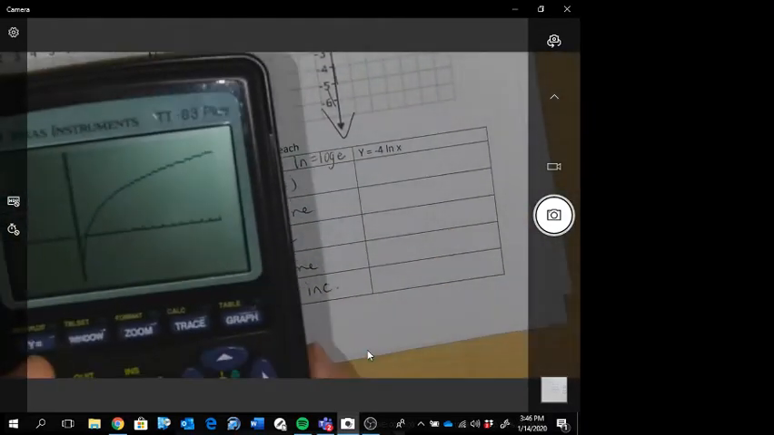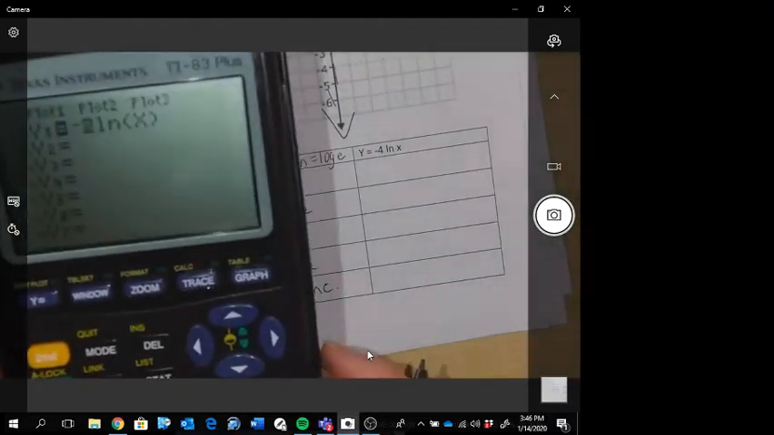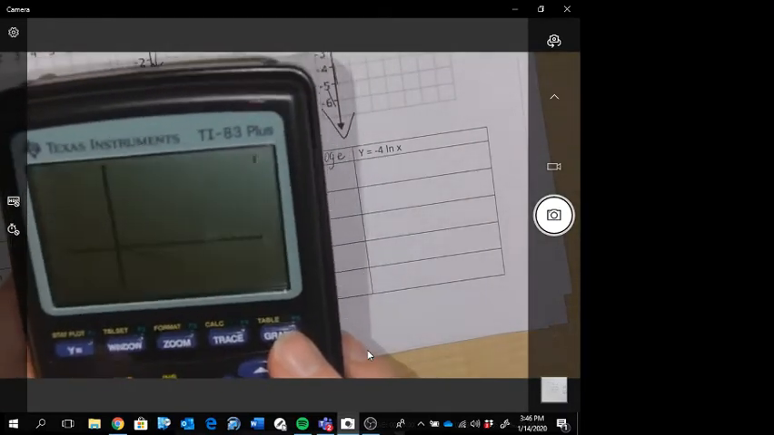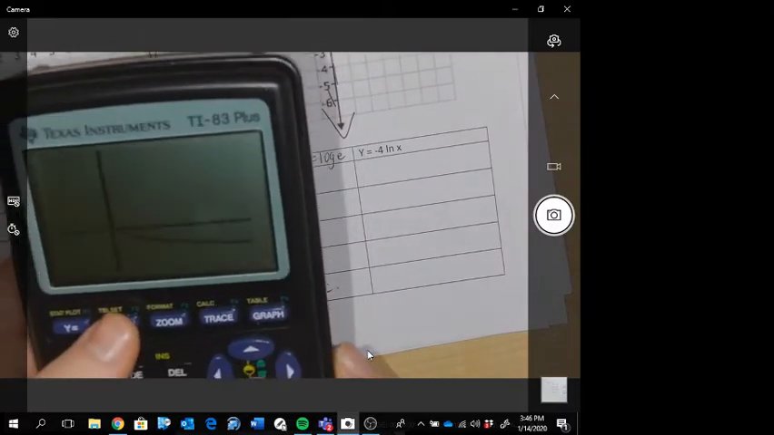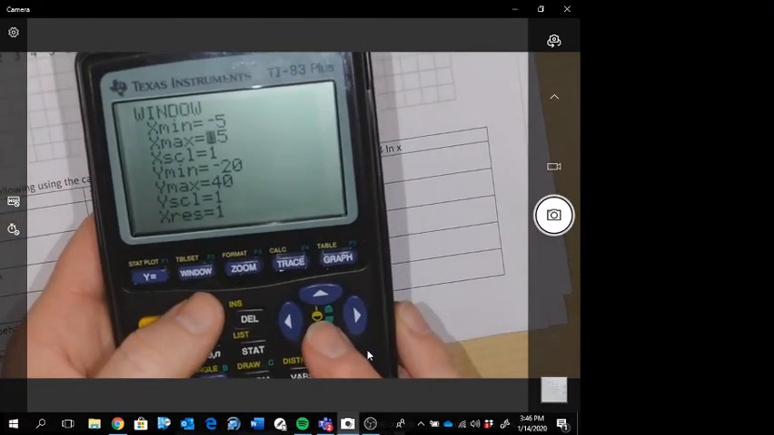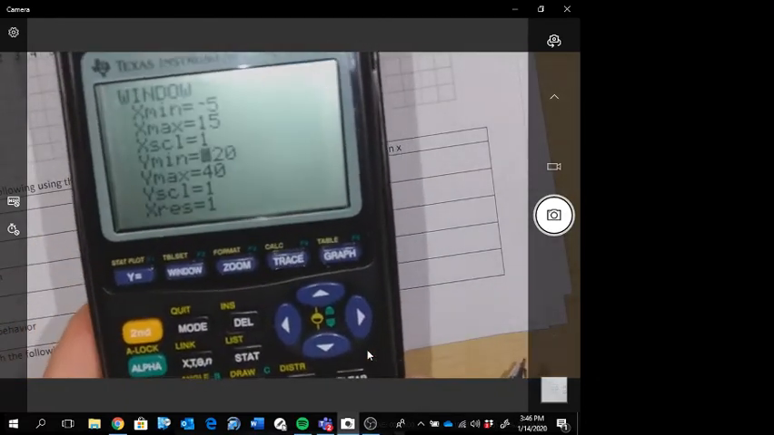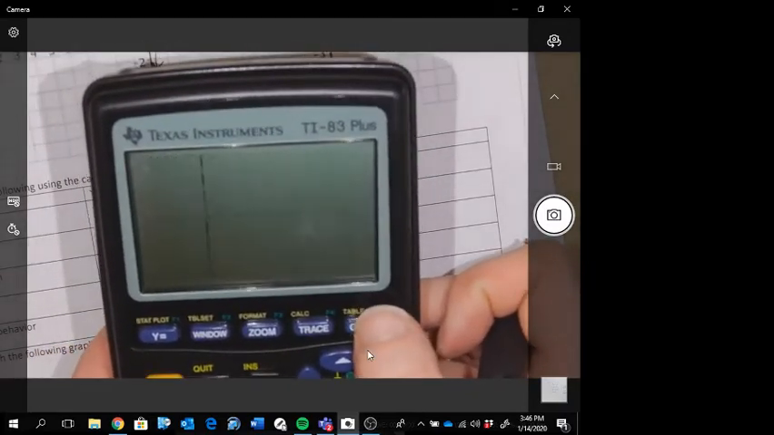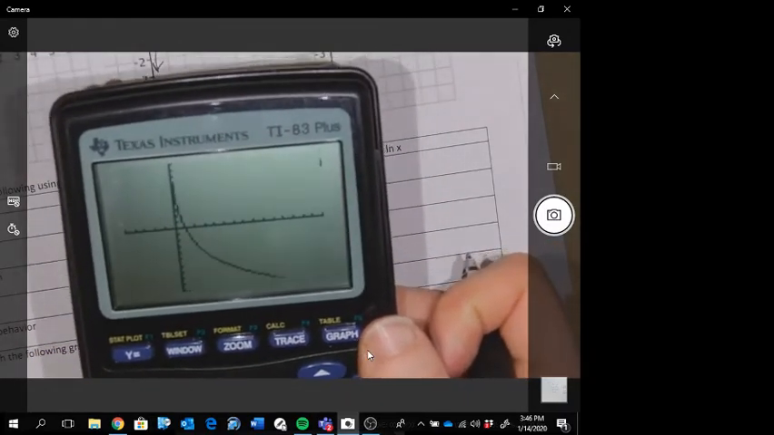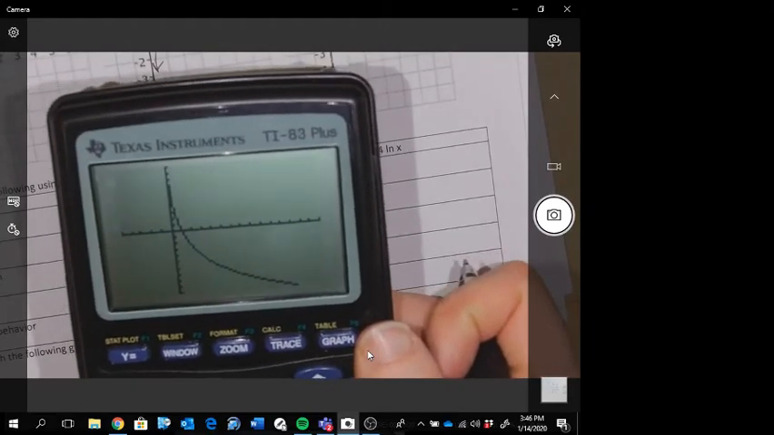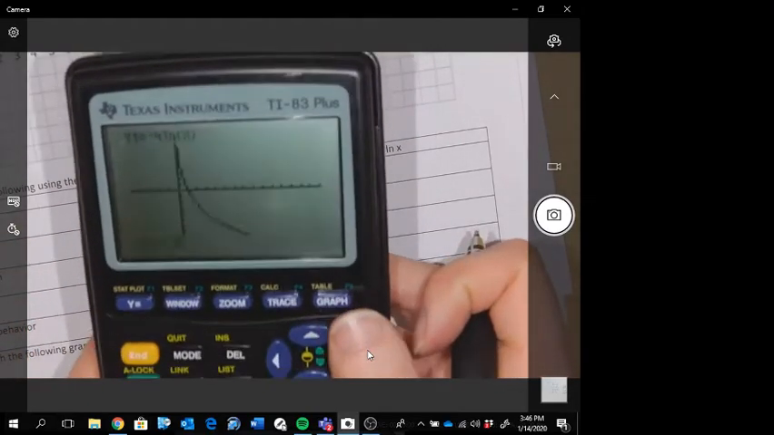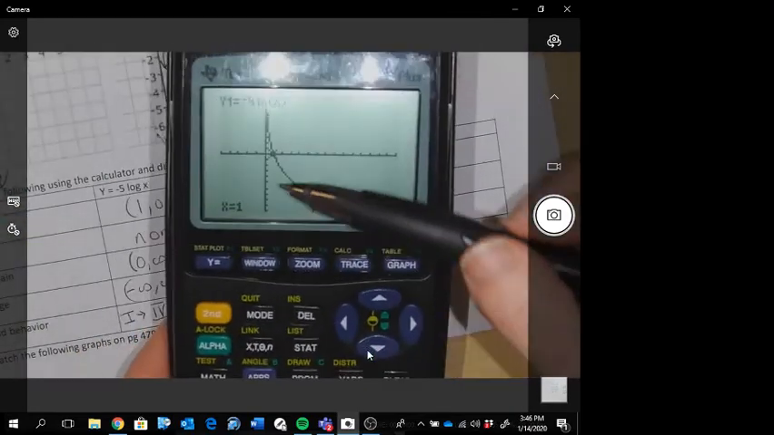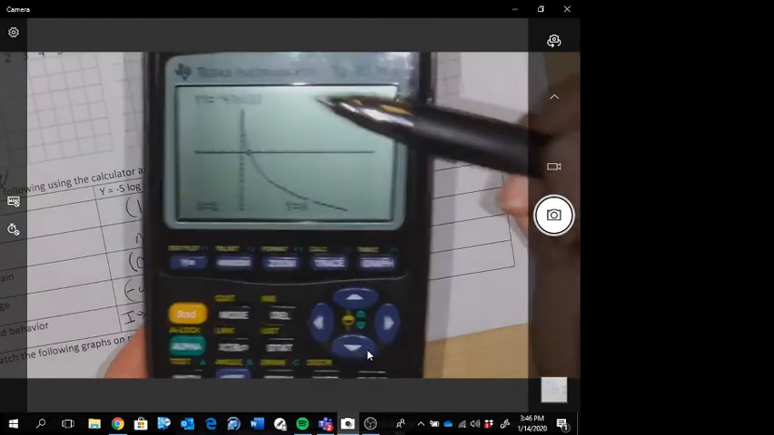Okay, next one, negative 4 ln of x. Okay, so there's that equation. I guess I could change my window. I obviously don't need as high, so I'm going to change this to negative 10 and 10 just to see what happens. Alright, that looks pretty good. Okay, what's the prediction? Let's go trace 1, and that is the x-intercept. And it's going to shoot up and never cross that line.